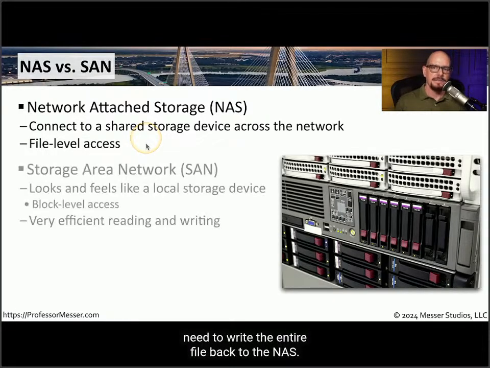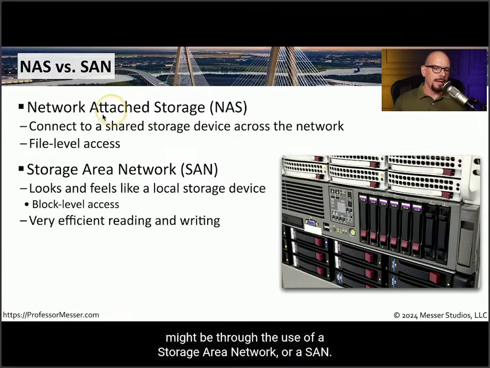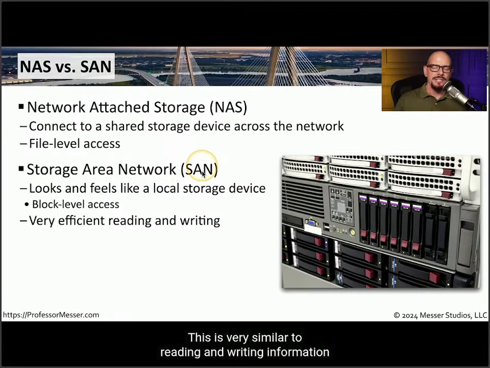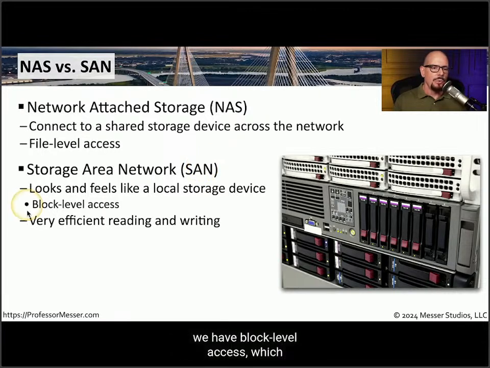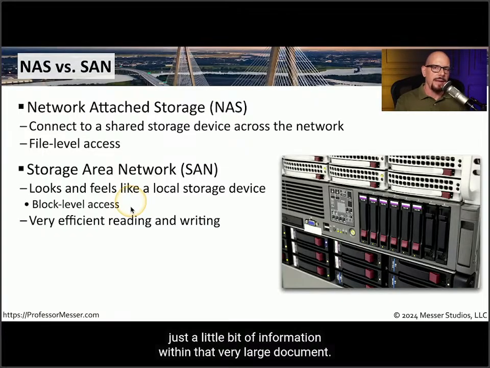And when we're writing information or changing information in that file, we will need to write the entire file back to the NAS. A more efficient way of communication might be through the use of a storage area network, or a SAN. This is very similar to reading and writing information from a local storage drive, where instead of copying the entire file to be able to change just a bit of information within it, we have block level access, which means that we can change just the blocks that have been modified. And when you have very large files, this can be a very efficient way to modify just a little bit of information within that very large document.